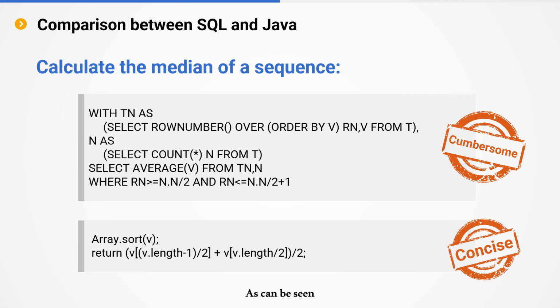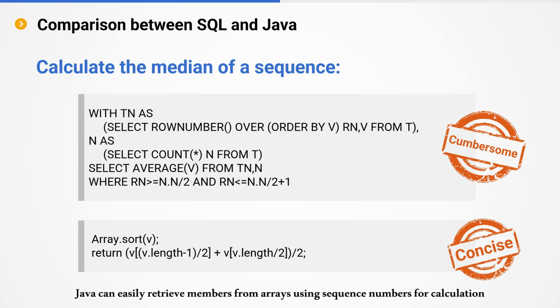As can be seen, Java often appears more concise than SEQL, when it does not involve structured data and Lambda syntax. On the surface, SEQL, as it does not directly support sequence number retrieval, can only create one separately. Even with window functions, the process can become quite convoluted. Java can easily retrieve members from arrays using sequence numbers for calculation, which is much simpler.